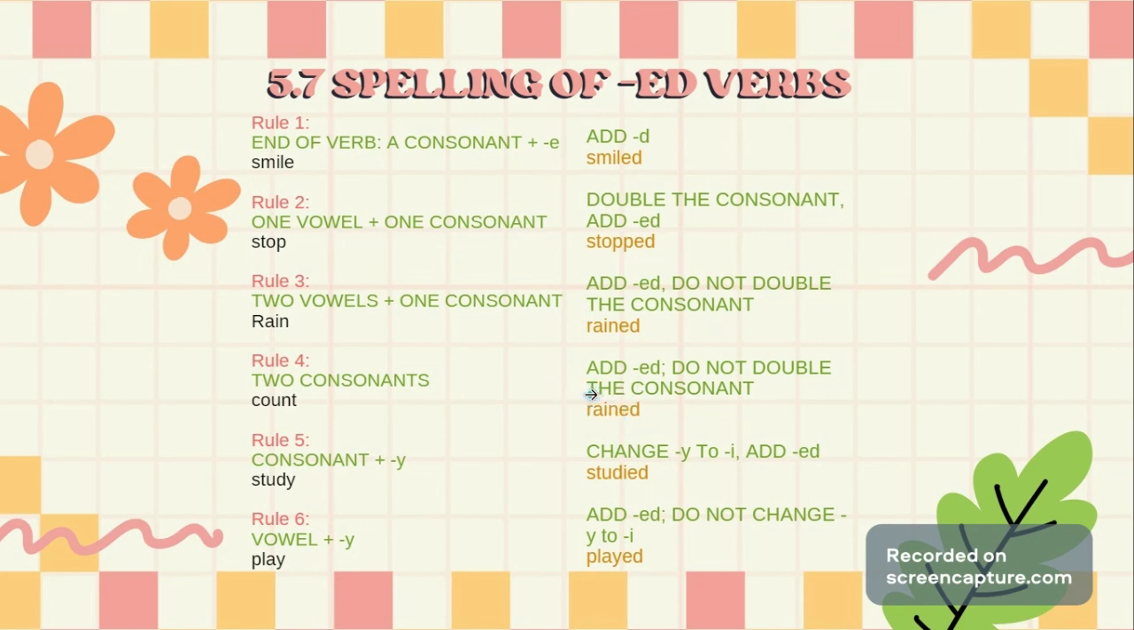And rule 5, if the word ends in consonant plus y, we have to change y to i and add ed. For example, study becomes studied. And rule 6, if the word ends in vowel plus y, we have to add ed, but we don't change y to i. Example, play becomes played.